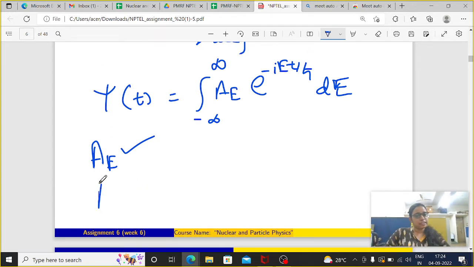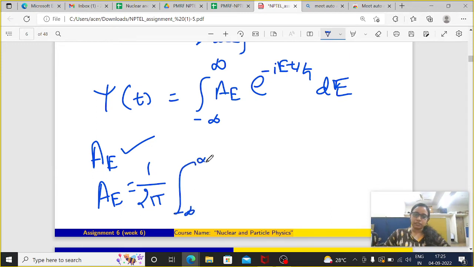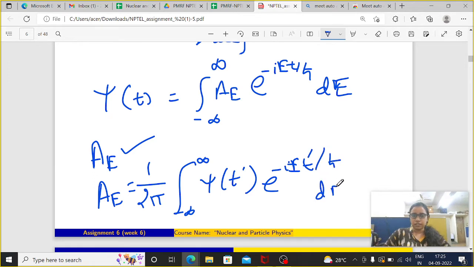How can I find that? A(E) will obviously be, if I just Fourier transform, with e to the power minus iEt by h bar, dE is there. So if I just Fourier transform the whole thing, then it will be 1 by 2 pi, integration from minus infinity to infinity, psi(t prime), let's say it is a different state, e to the power minus iEt prime by h bar, and dt prime. Okay, so these things will be there.